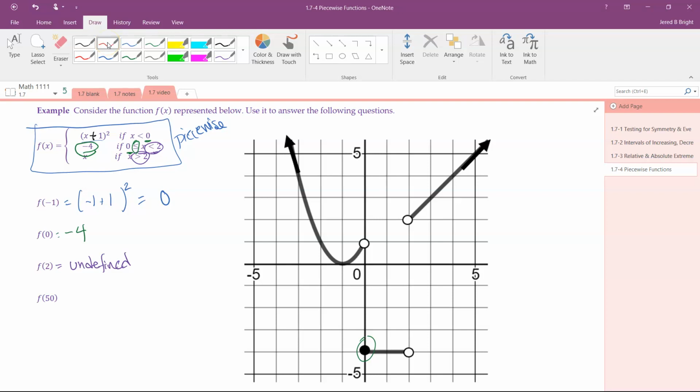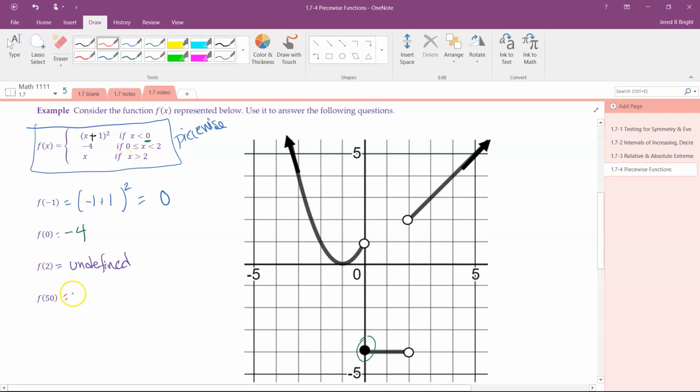Now the next one, f of 50, is a little different because we can't see it on the graph. So we can't verify this graphically, but this is where the function comes in useful. I can say, which piece is 50 in? Is x less than 0? Nope. Is x between 0 and 2? Nope. Is 50 bigger than 2?